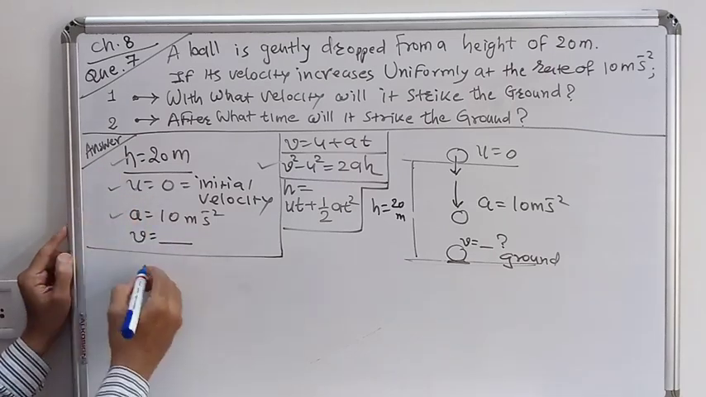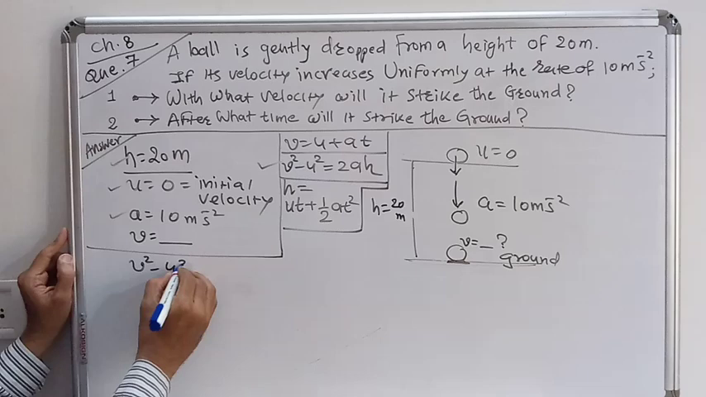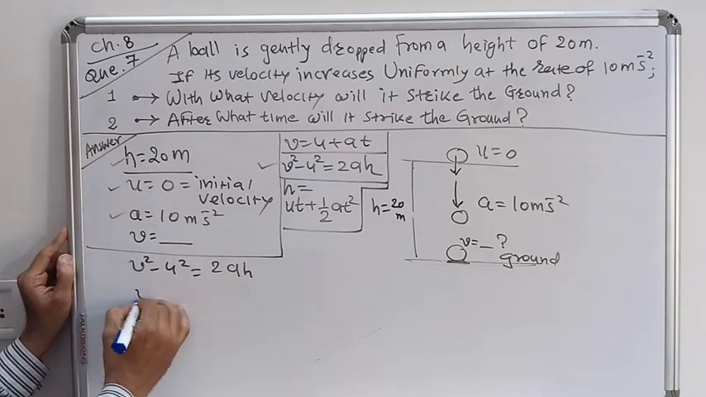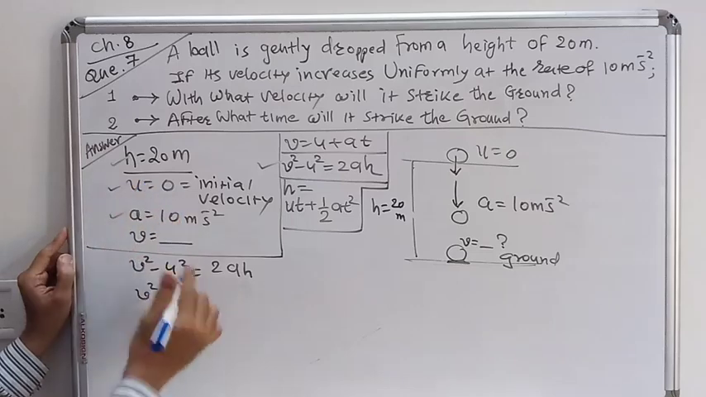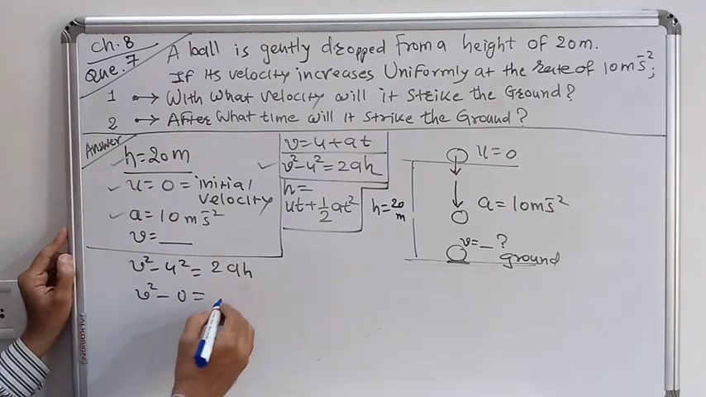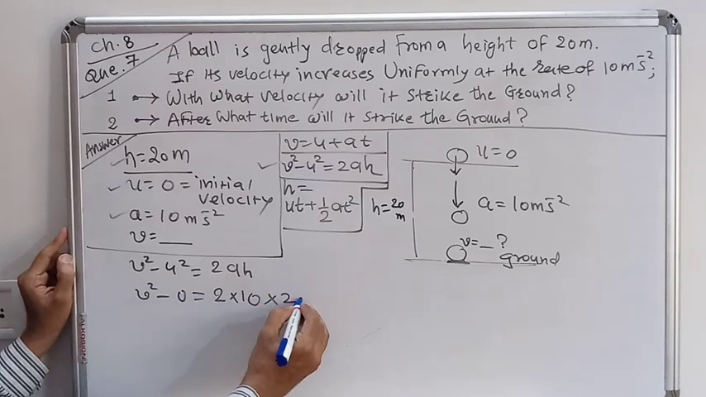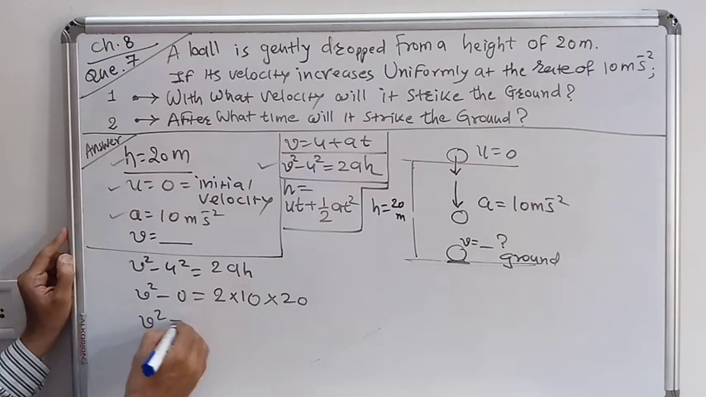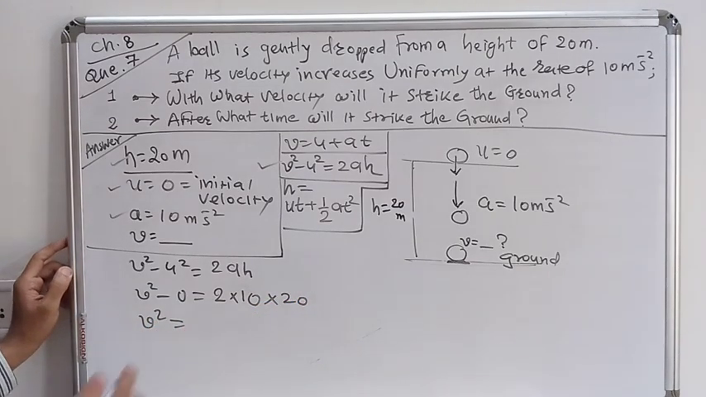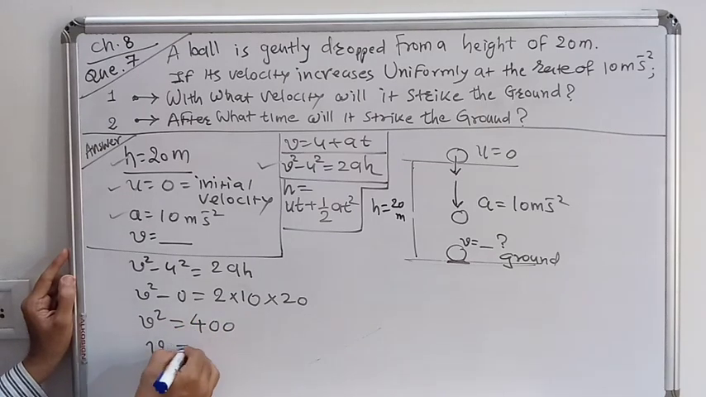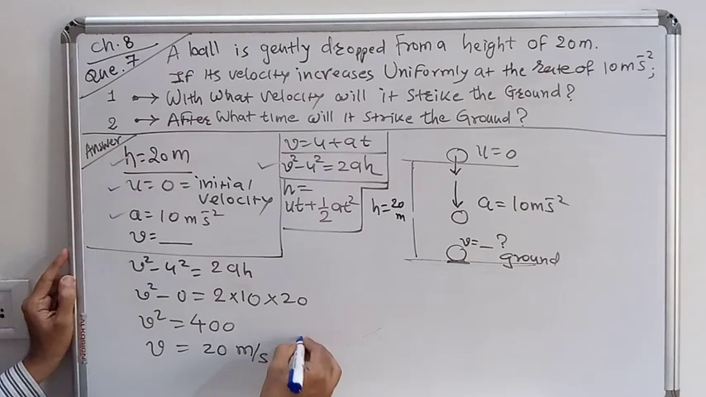Then what is the V? V square minus U square is equal to 2AH. V square minus U, which is 0, is equal to 2, A equal to 10, H equal to 20. V square is equal to 400. So V is equal to 20 meter per second. This is the first answer, answer 1.